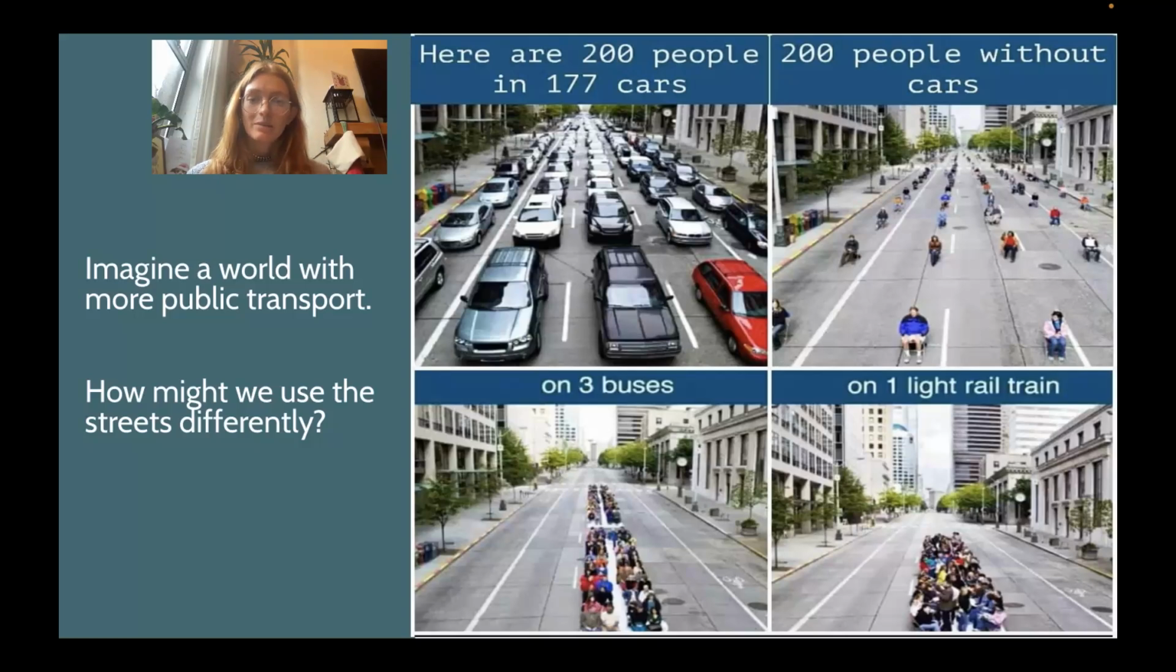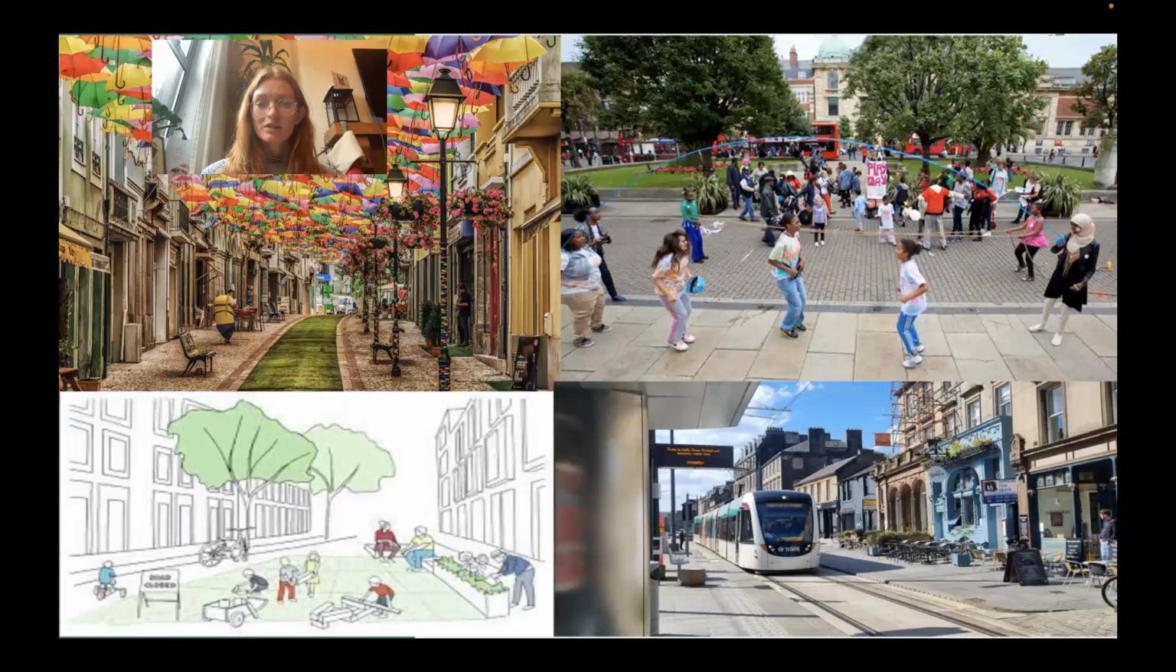Then we're just thinking about a world with more public transport. Might the streets be used differently if there was a world with more public transport? Here are some images from across the world where streets have been redesigned in cities, or there've been car-free days, and the different ways that the streets are used.